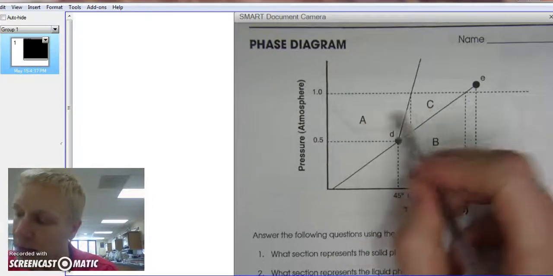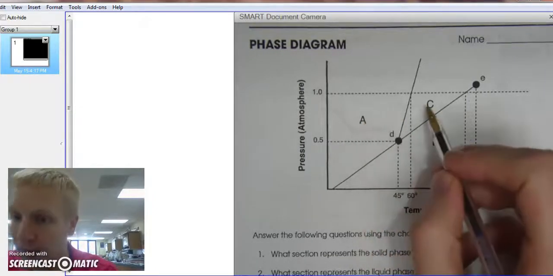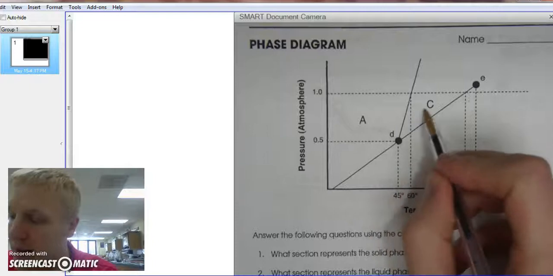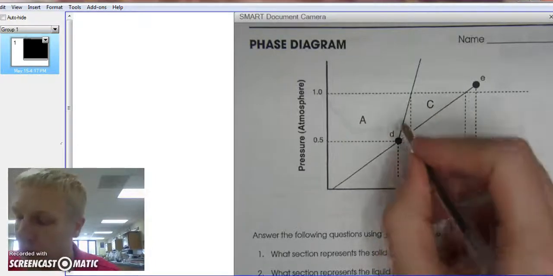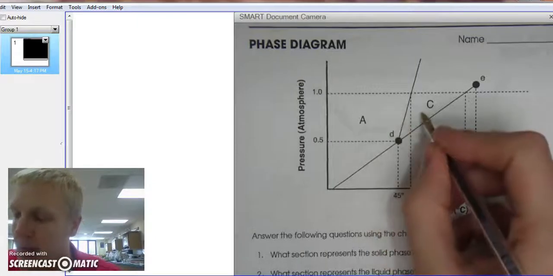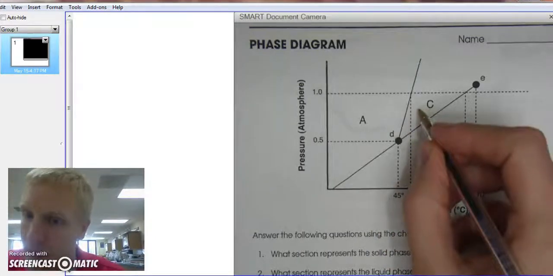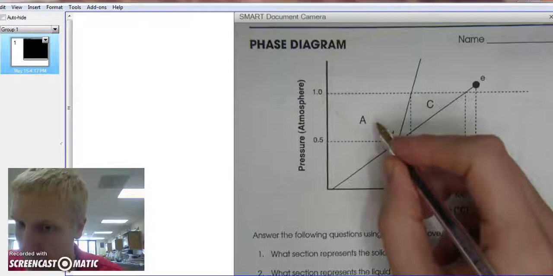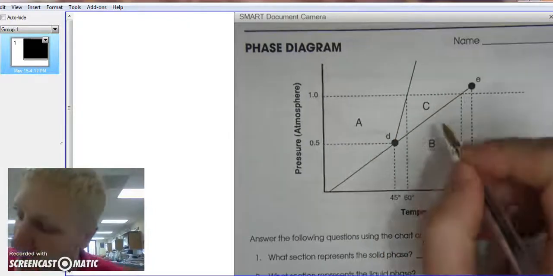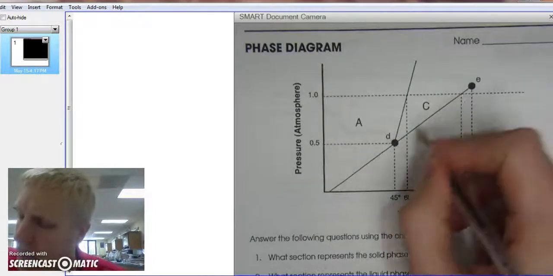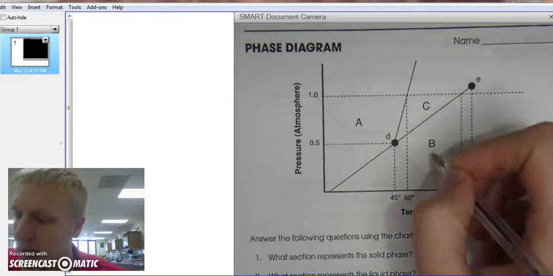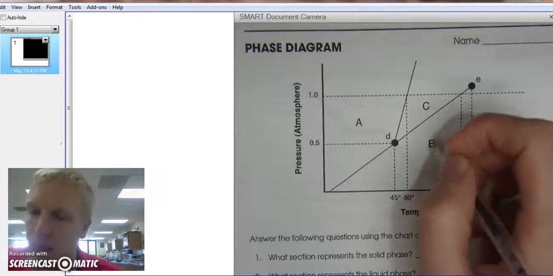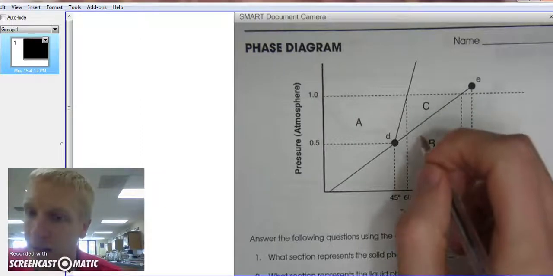So the line between A and C, solid and liquid, is the melting point or the freezing point, depending upon which way you're going. A to C is melting, C to A is freezing. Alright. And then we have C to B. This is liquid to gas. That's vaporizing, going from C to B. Going from B to C is condensing, condensation.